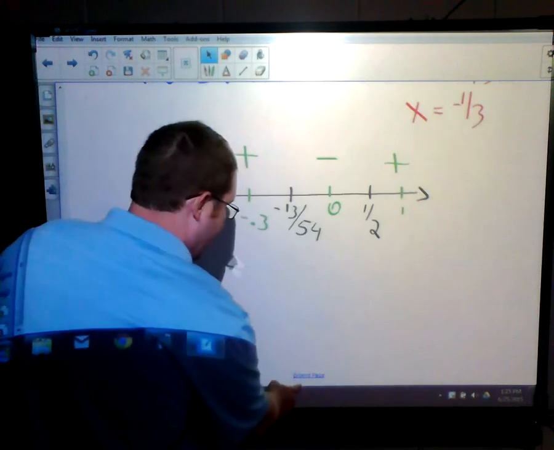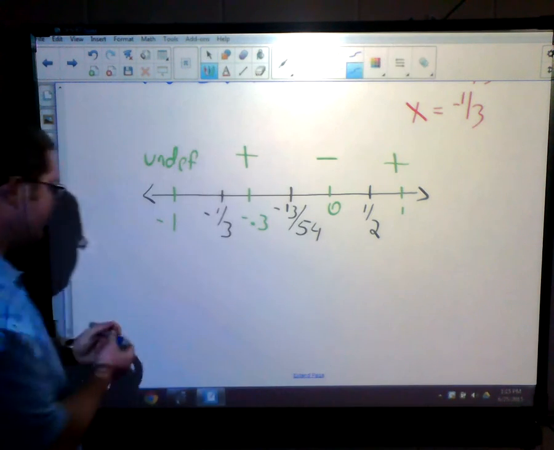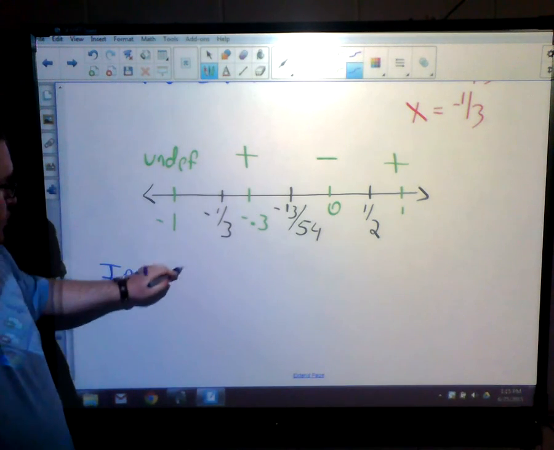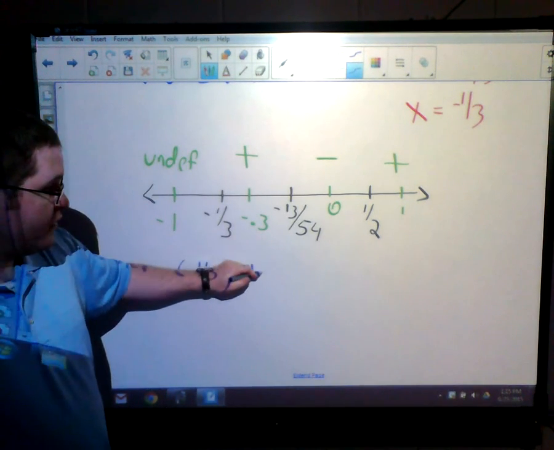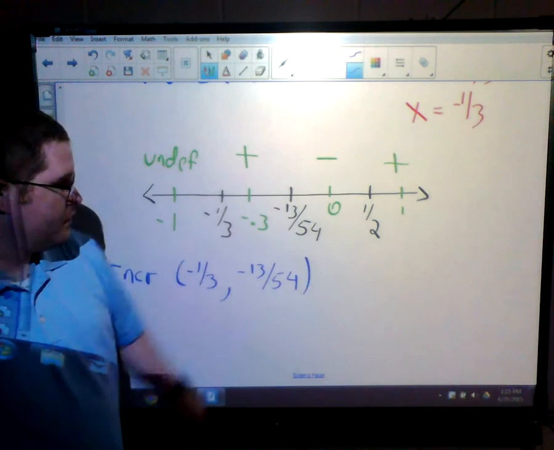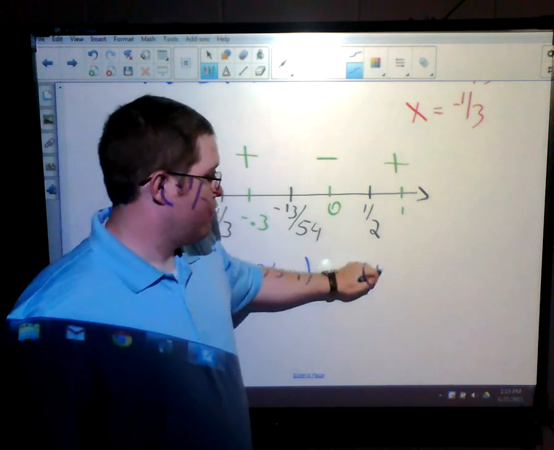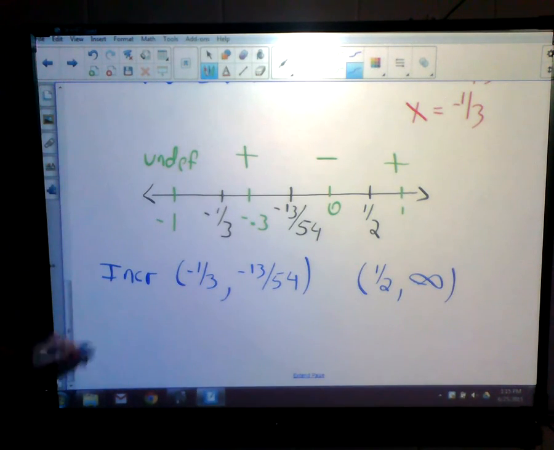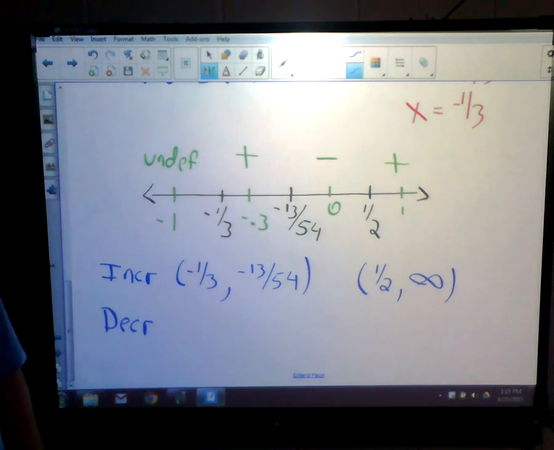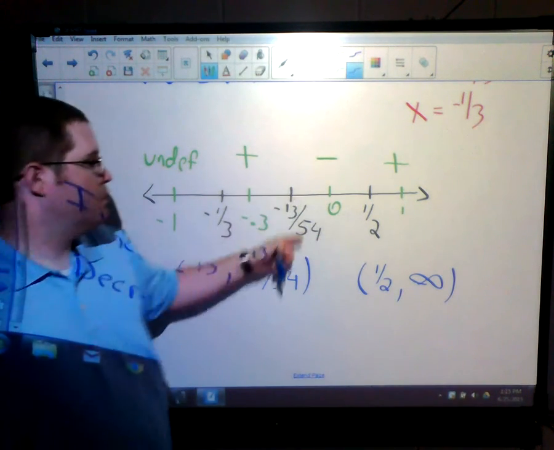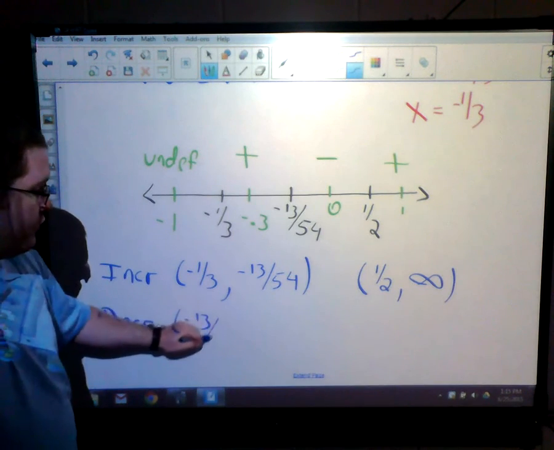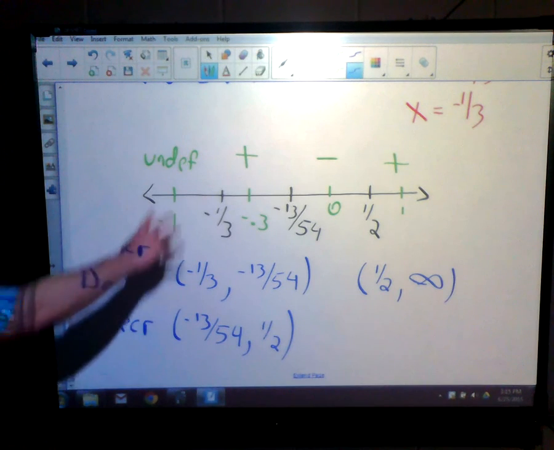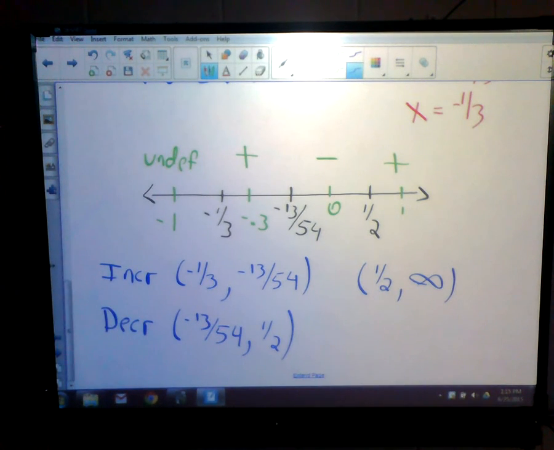So, let's classify our increasing, decreasing. Where are my intervals of increasing? Well, right here, from negative 1/3 to negative 13/54, and also from 1/2 on out to infinity. Where is it decreasing at? Well, it's decreasing in this interval, negative 13 over 54 to positive 1/2. I don't put this down as anything because it's not increasing or decreasing. It doesn't exist in the graph.